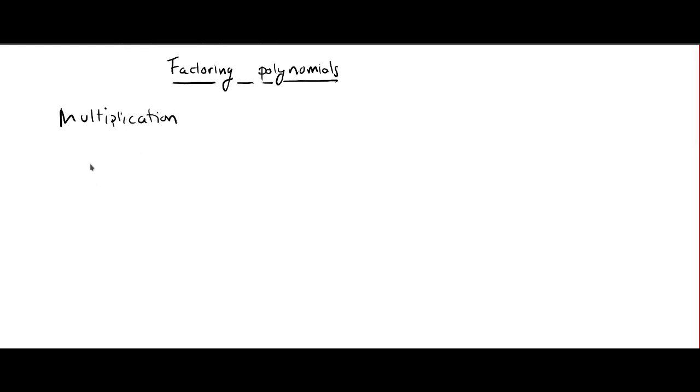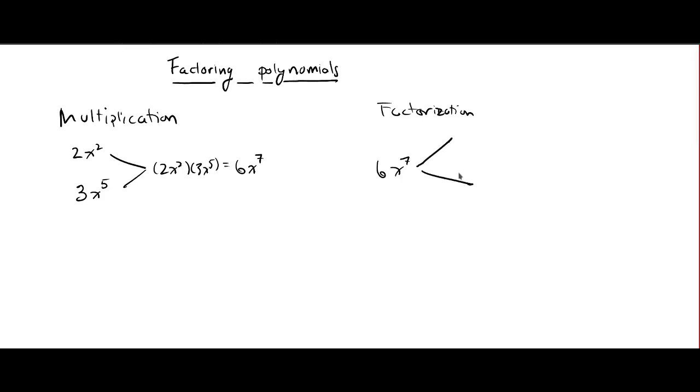So multiplication, we would take, for example, say 2x squared times 3x to the fifth, and we multiply them. 2x squared times 3x to the fifth equals 6x to the seventh power. And factorization would be the opposite. So we would start with this big 6x to the seventh, and we would realize that we could break it up as a product of 2x squared times 3x to the fifth.